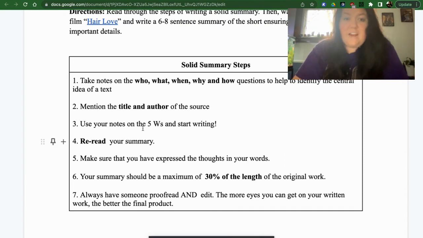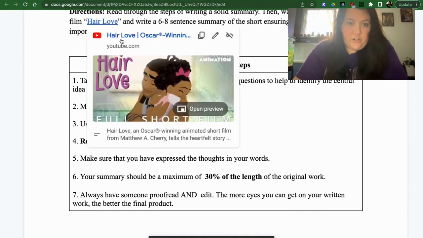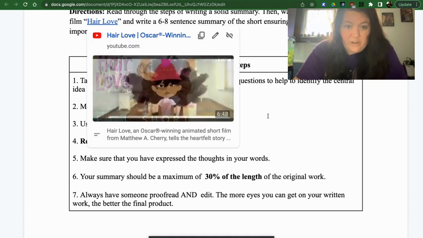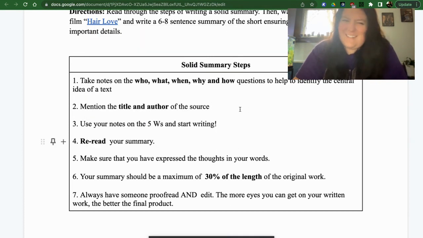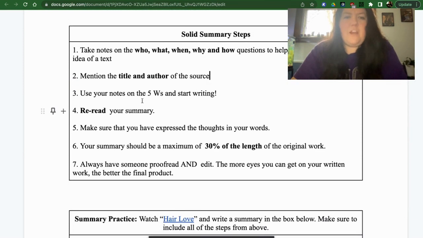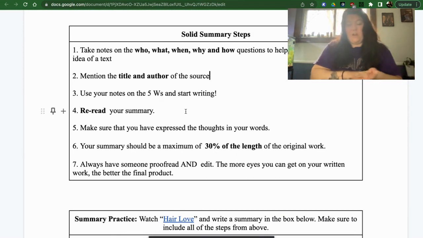Number 2, mention the title and the author of the source. So since this is a video, who's the director, who's the creator, who are the main characters, what's the title? So if I were doing this, I would start by saying Hair Love by director Matthew A. Cherry tells the story of a girl learning to love her hair. And that could be the first sentence. And then you're going to continue working on your 5 W's. So the who, what, when, where, why, and how.